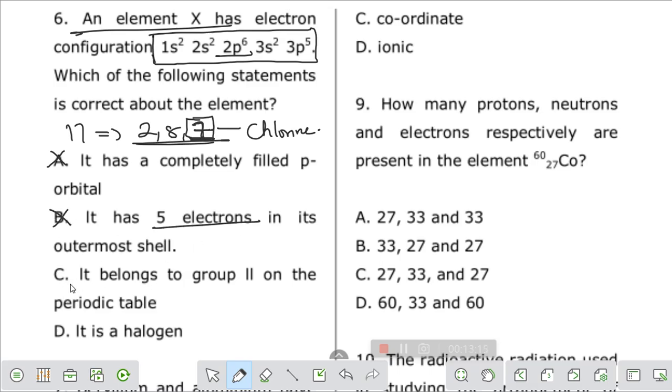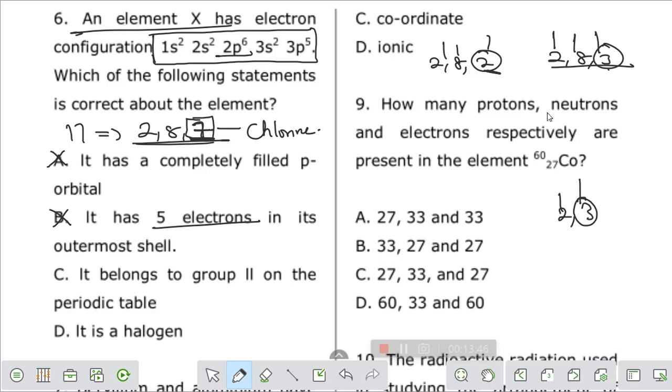Option C, they said it belongs to group 2 on the periodic table. So is this one group 2? I told you the last number determines the group. If you have something like 2, 8, 2, you can say that is group 2, because that's the number at the outer shell. If you have something like 2, 8, 3, that will be group 3, and how many periods? 1, 2, 3. That's period 3, group 3. If you have something like 2, 3, that will be group 3, period 2. I think you guys are getting something. So this one also cannot be the answer. So the answer is it is a halogen.